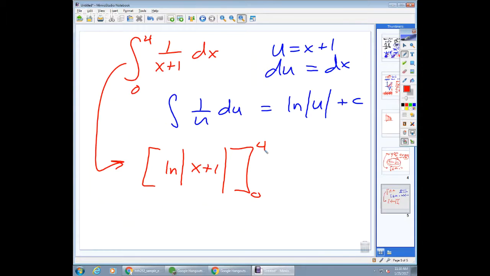All right, so let's see, what are we going to get then? If we plug in the 4, we're going to get the natural log of 5 minus the natural log of 1. And I love the natural log of 1. What's it equal to? 0. Yeah, that's wonderful. So this thing happens to be just whatever the natural log of 5 is. And we could check that with a piece of technology to make sure.